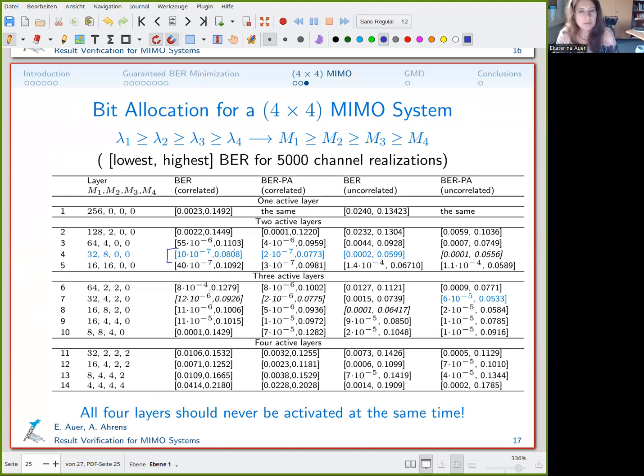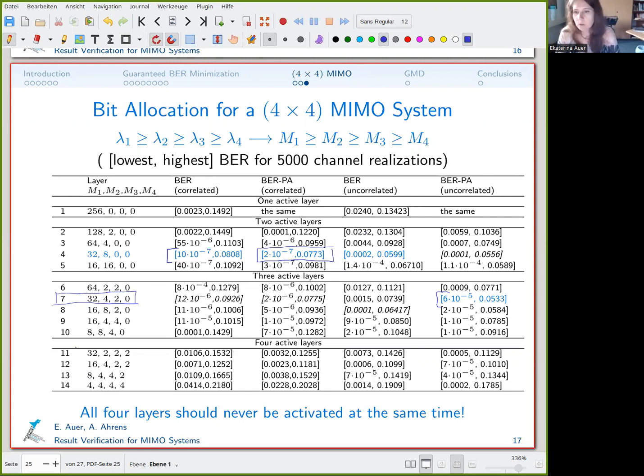Here's the optimized BER, using power allocation, and this is without power allocation. We see this BER is of course optimized, but we also see that, for example, in this case, which is good for the correlated case, in the uncorrelated case this can still be improved a little bit if we use this case with 3 active layers and this kind of constellations.